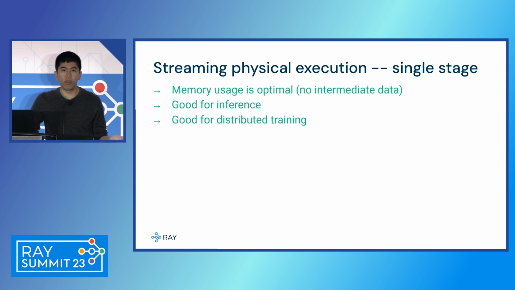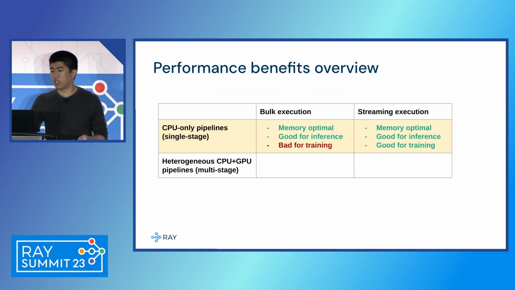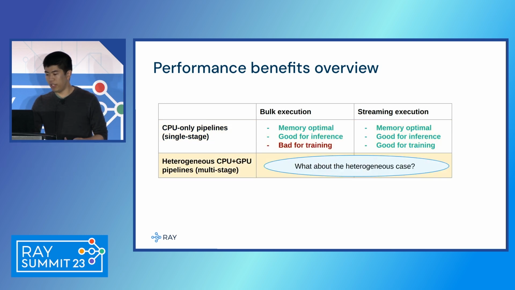So that solves our problem for distributed training. So the streaming model is kind of better in this case. So you see, for these simple pipelines, the main benefit of streaming is for distributed training. Now for heterogeneous pipelines, there are more benefits.